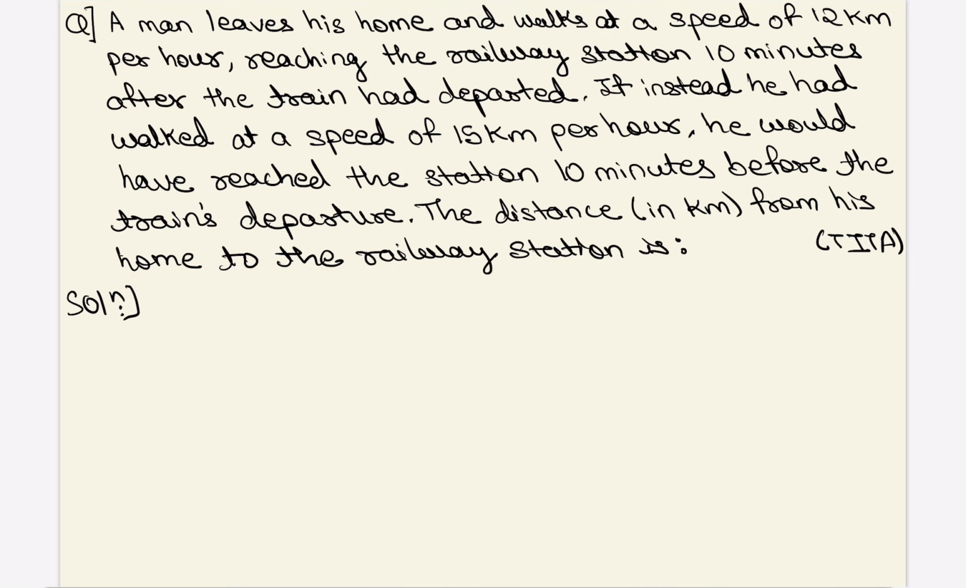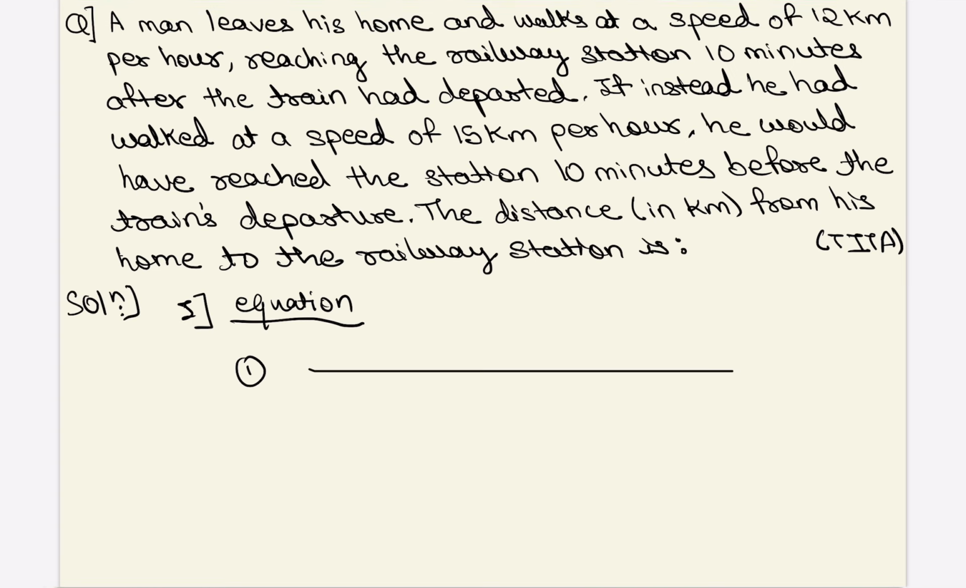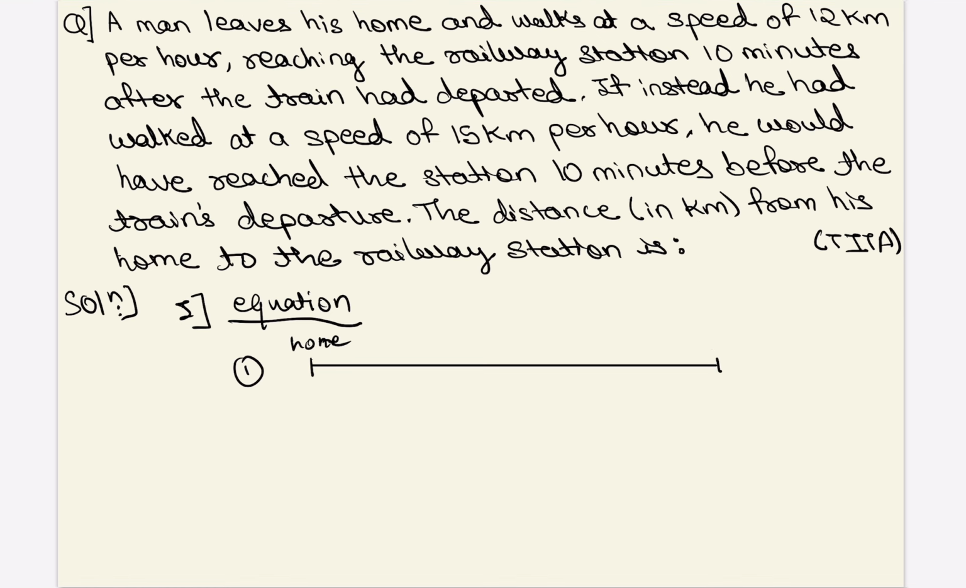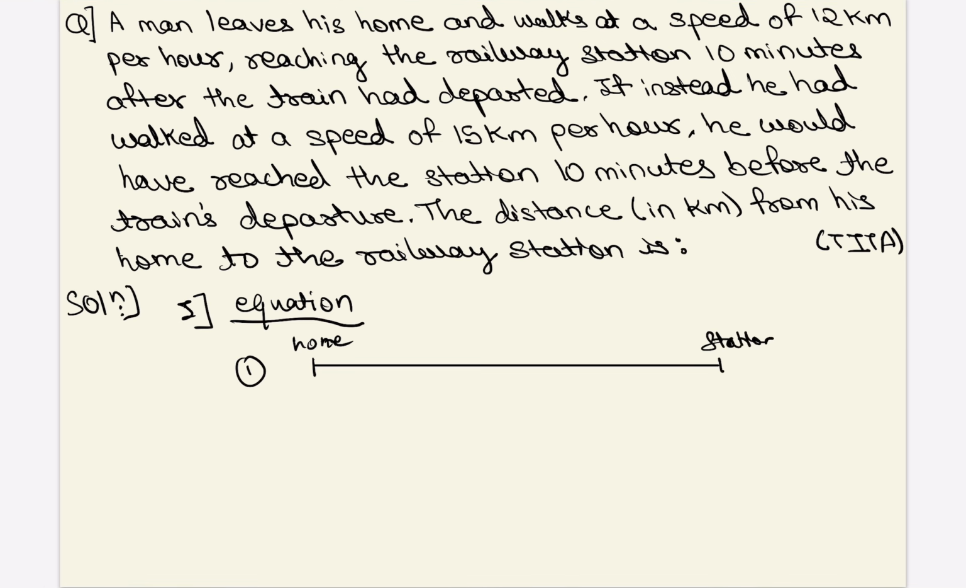Now, to solve this question, there are two approaches. The first approach is the equation method. I'm quite sure that a lot of people will find comfort in this method. Let's see. In the first case, let's say this is the distance from his home to the railway station, and we have his speed, which is 12 kmph. Let's say this distance is d.